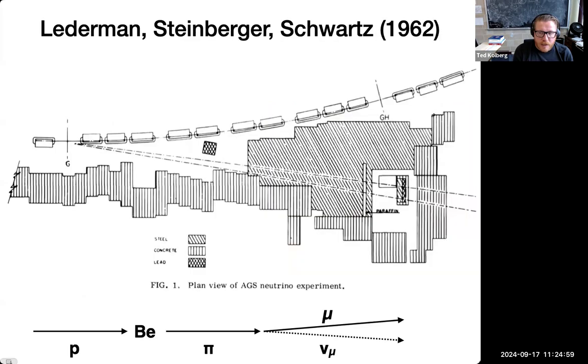And that's exactly what Lederman, Steinberger, and Schwartz will do in 1962 in order to discover the second generation neutrino, the muon neutrino, or as people called it at the time, the Neutrino, which I kind of wish we had stuck with this name. Sounds like a coffee flavor or something to me.